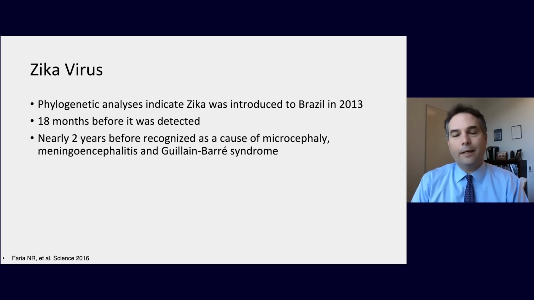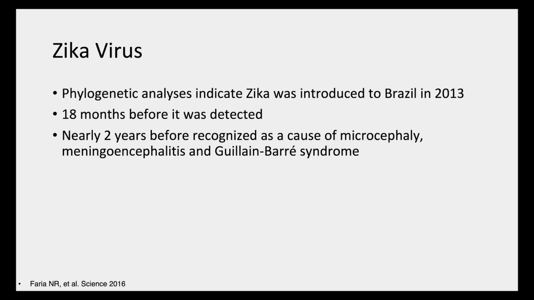To highlight how an emerging infection can cause problems for diagnosis, Zika virus became epidemic in Latin America a few years ago, and a paper published in 2016 suggested that Zika had actually been circulating in Brazil for 18 months before it was detected. Again, that wasn't because the doctors were not doing their job, but because Zika virus had only been seen primarily in Africa before. So it just didn't make sense to send off a Zika virus test for patients who were having flu-like illness.